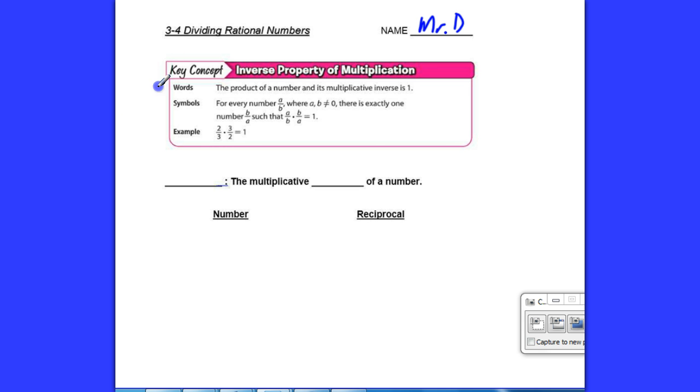So let's jump right into things right here. The key concept is it begins with this math phrase we call the inverse property of multiplication. Let's read what it says here. The words say the product, that means multiply, of a number and its multiplicative inverse is 1. All right, so here's what that means. You multiply something times something and it equals 1. Whatever that is, those two numbers are multiplicative inverses.